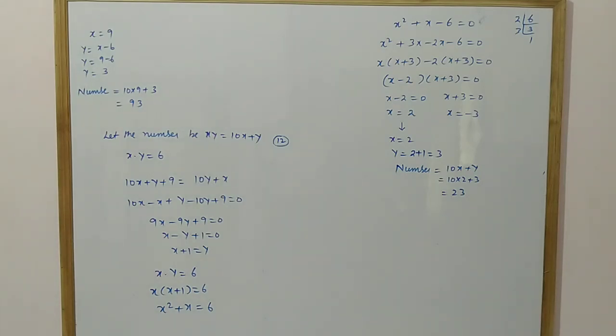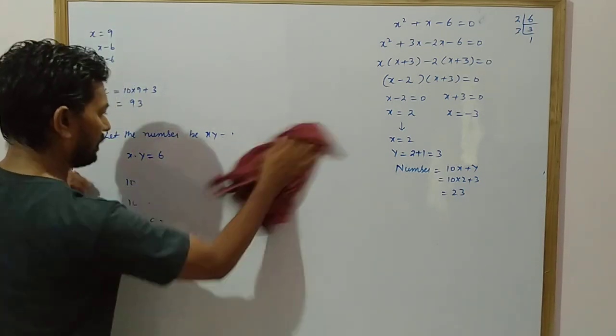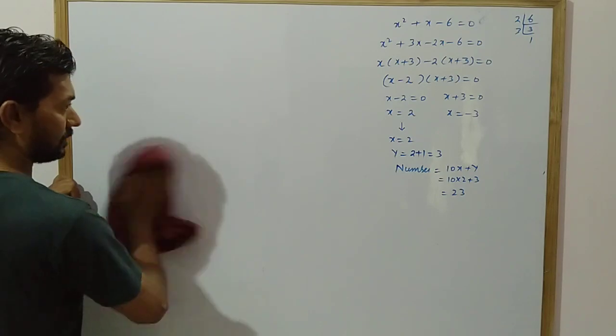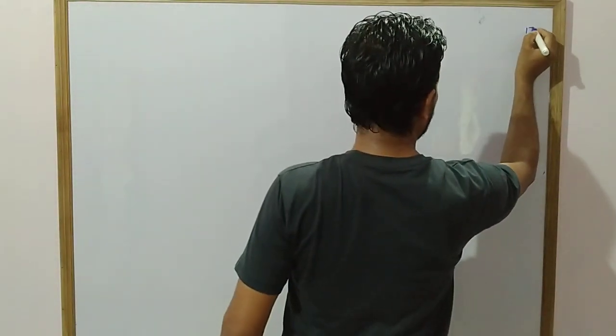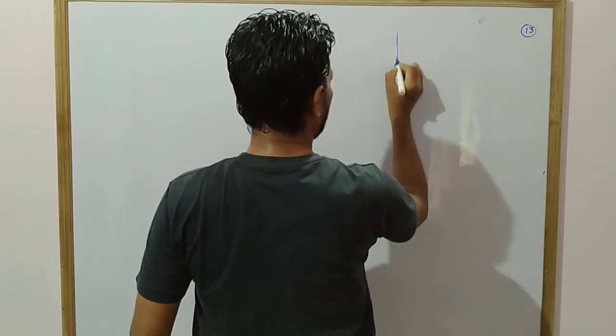Next, question number 13. In question number 13, it is given that a rectangle of area 105 cm² has its length equal to x. Write down its breadth in terms of x.